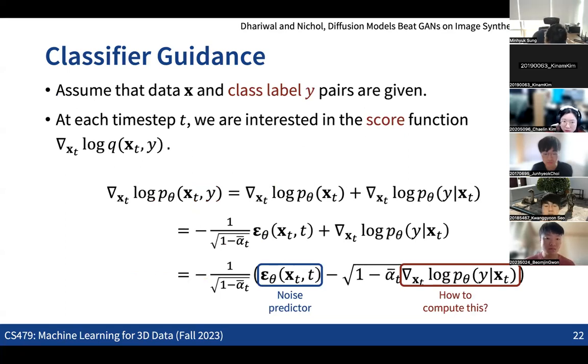Just calculating this information using the classifier, and then using some kind of updated score function in our reverse process. So that's the basic idea for the classifier guidance.